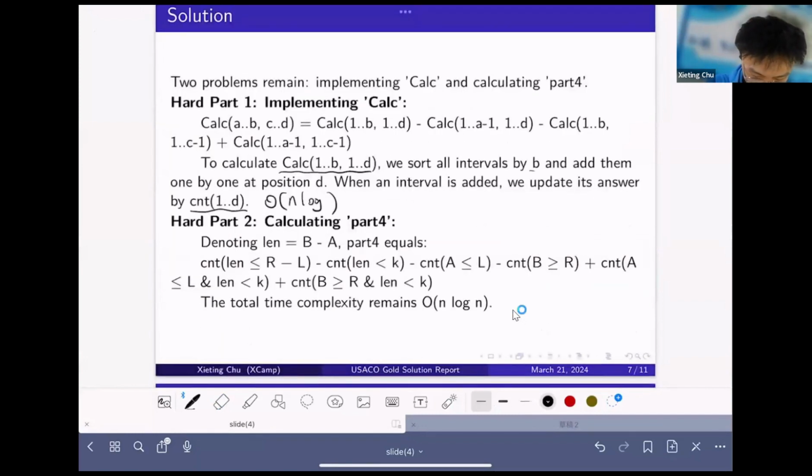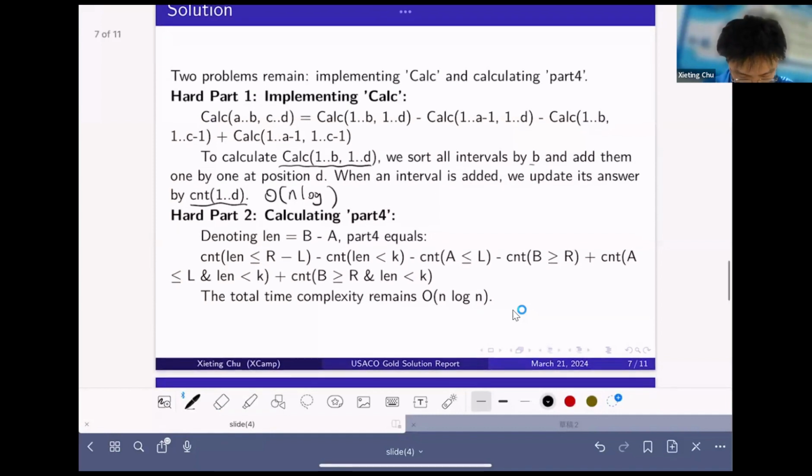Okay, so let's denote the length to be B minus A, the length of the second interval, and part 4 equals the length. First, the length should be less than... okay, this is a little bit dirty coding work. So first, we count the number of intervals that have length less than R minus L. And then we subtract the number of intervals with length less than K.